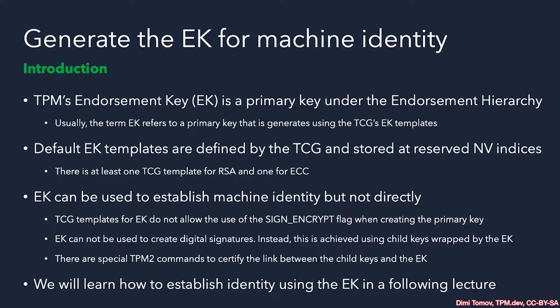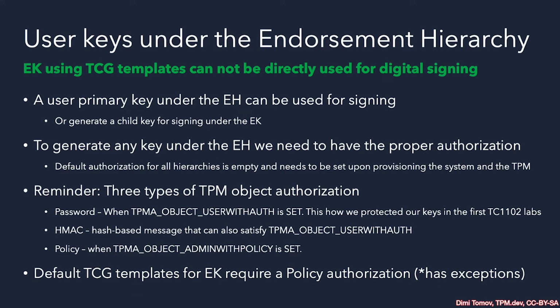Because the endorsement key template by the TCG does not allow the use of the sign flag that enables signing operations and the creation of digital signatures, to verify and link the machine identity to create it, we would have to generate a child key, prepare a challenge, respond to that challenge, and thus establish a link that only the EK that created the challenge can then decrypt and match the challenge. We will learn about the details of this procedure in the next lecture. Here, we are providing the fundamental knowledge about the endorsement hierarchy and the EK.